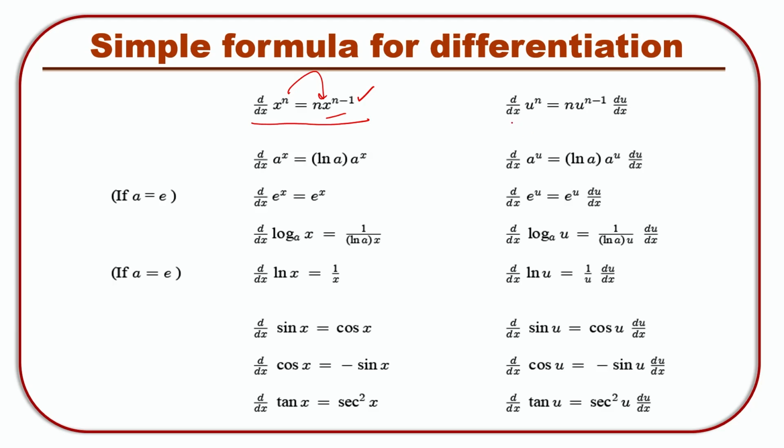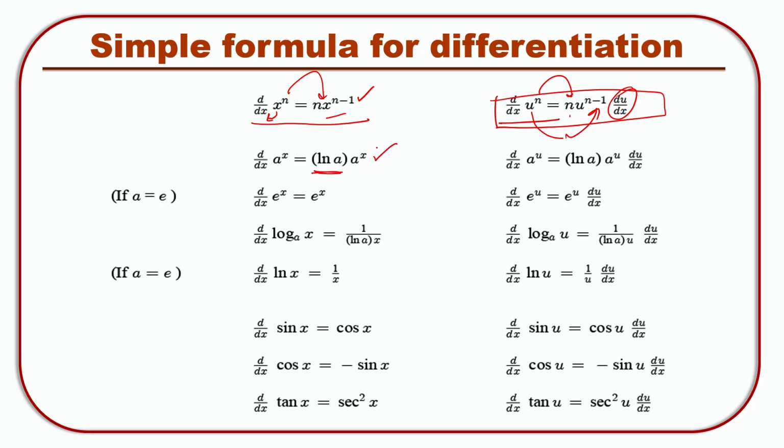Similarly, what will be the derivative of u^n? It is n into u^(n-1) into du/dx, right? See here, since the function is of x and has the same independent variable, that's why it is written. So d/dx of u^n is equal to n into u^(n-1) into du/dx, right? Similarly, the derivative of a^x is equal to ln a into a^x.